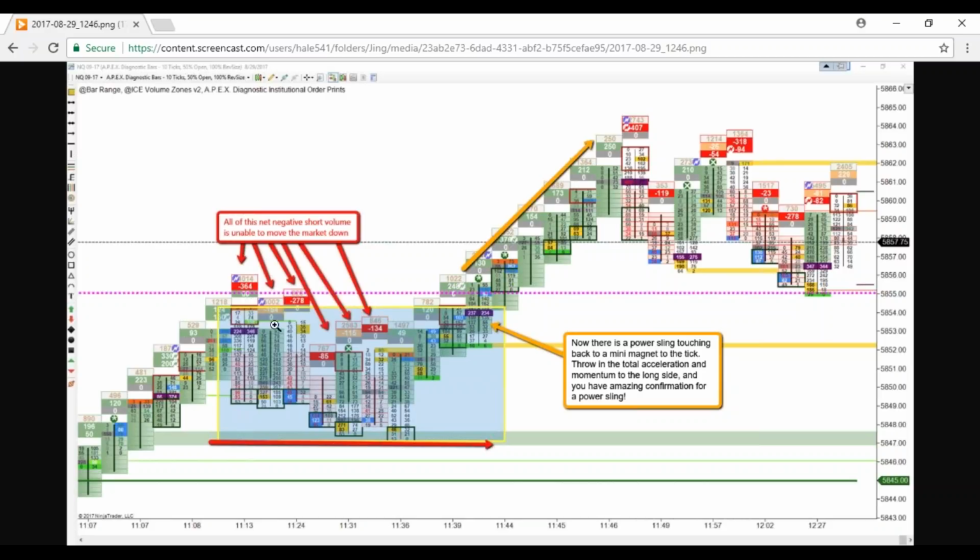Divergent bar. What does that mean? Well, the bar closed up, but look, it had negative 154. So you have 154 more sellers in this bar, but the bar still closed up. You got this huge push down, couldn't push down anymore. You still got 154 more sellers, but the bar closed up.